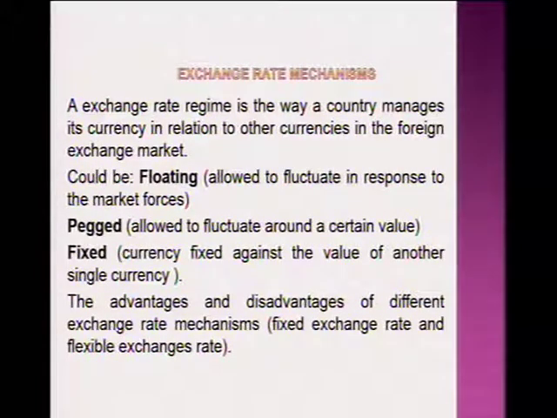Now, an exchange rate could be floating. In other words, you allow it to fluctuate in response to the forces of the market. It could be pegged, allowed to fluctuate around a certain value, or it could be fixed, currency fixed against the value of another single currency. Those are the definitions you need to be conversant with. And you need to also know the advantages and disadvantages of the different exchange rate mechanisms, which is very important. What are the advantages if it's fixed, floating, or pegged?